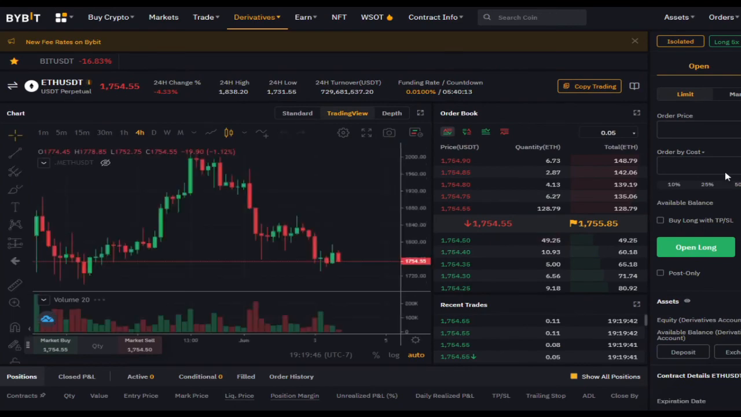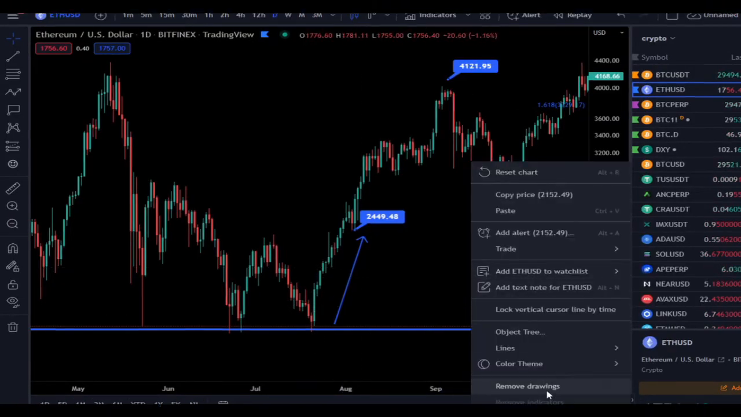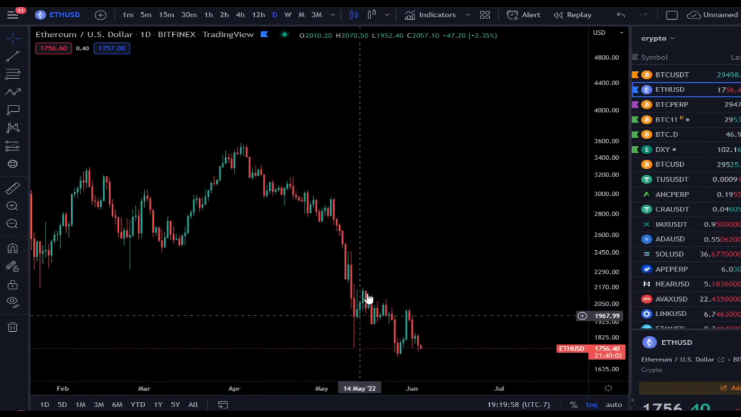And I want to practice. Let's put in just 2 more practice trades to really get the hang of putting in the orders, because like I said, that's one of the biggest things. So let's remove all these drawings. All right.